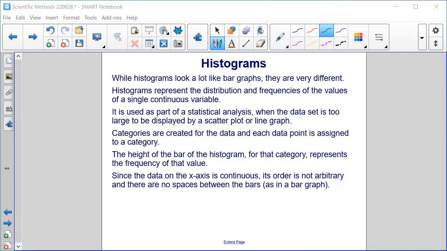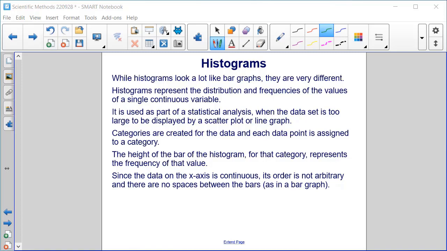Histograms. While histograms look a lot like bar graphs, they are very different. Histograms represent the distribution and frequencies of the values of a single continuous variable. It is used as part of a statistical analysis when the data set is too large to be displayed by a scatter plot or line graph.